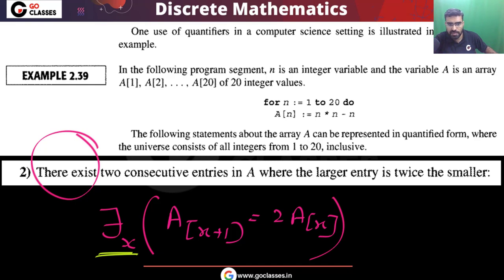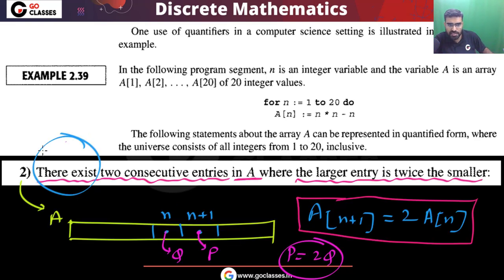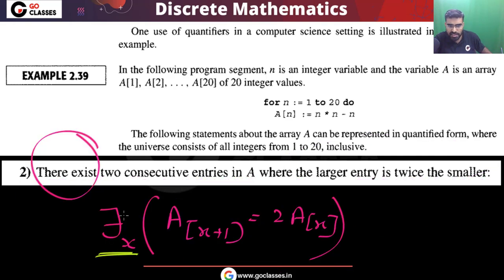You can write like this, because the statement is saying there exist two consecutive entries. It means if one is n, then automatically the other will be n plus 1. There exist two consecutive entries such that the larger is twice the smaller. So you can say there exist x such that ax plus 1 is twice the ax. So for the second question, the answer will be there exist x such that ax plus 1 is equal to 2ax. If you have written this, that is also correct.